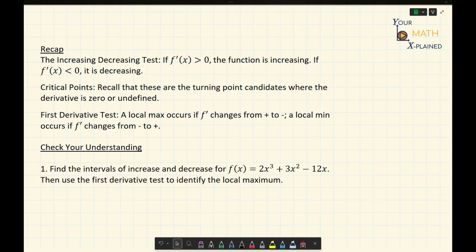And now, combining it with the increasing and decreasing test, we have our first derivative test, which says that if the derivative of f changes from positive to negative at a critical point, then we have a local max. And if the derivative changes from negative to positive at a critical point, then we have a local minimum. And now it is your turn to give this a try. Can you find the solution to the problem on the screen here?